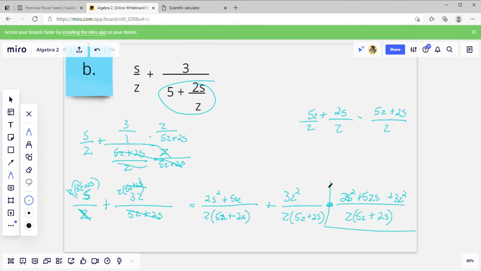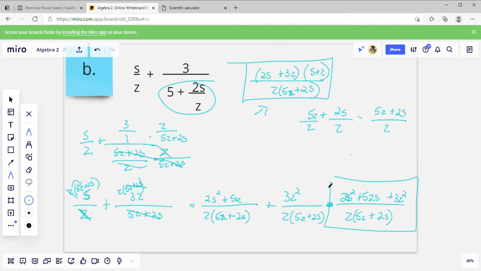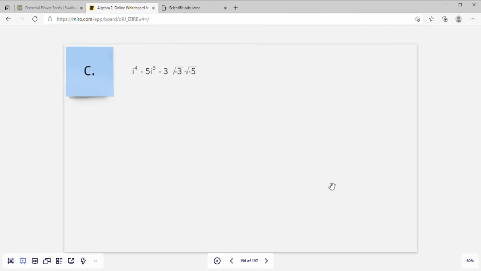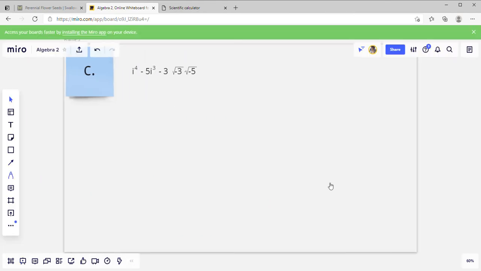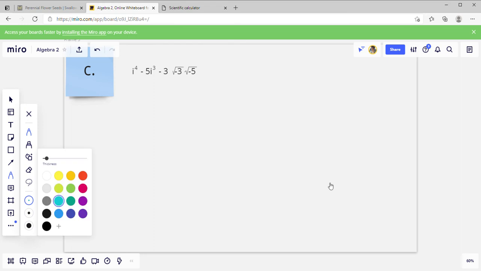If you got that far, good job. In the book, they have it factored as 2S plus 3Z times S plus Z over Z times 5Z plus 2S. Alright, I don't expect you guys to get that far. This is a good enough answer if you got that. Good job. Alright, a couple more. This one will be a little easier. That last one was a little challenging.